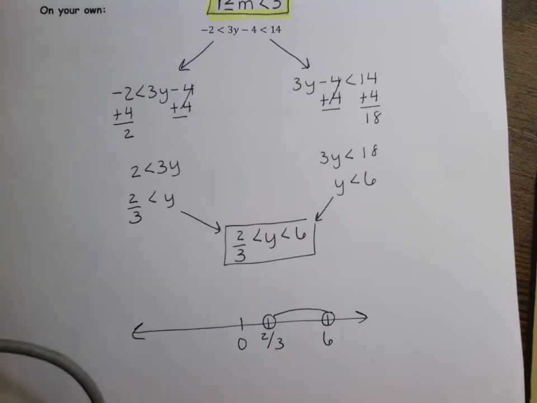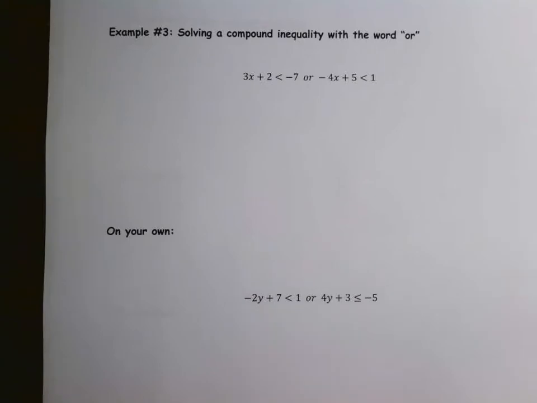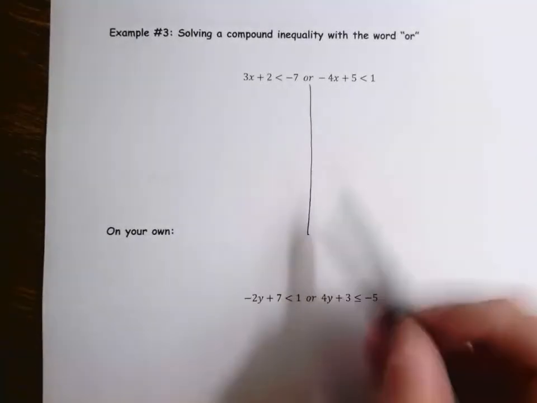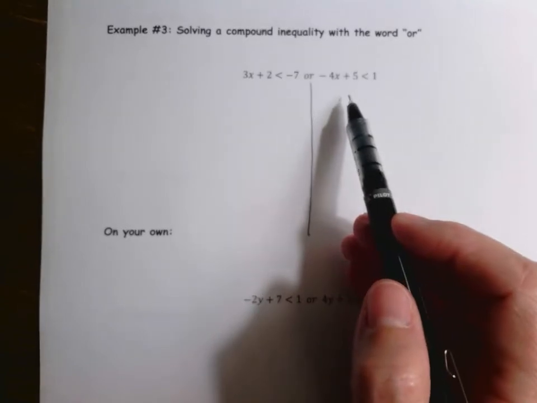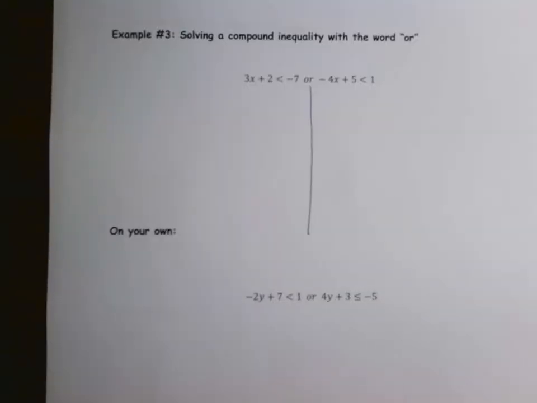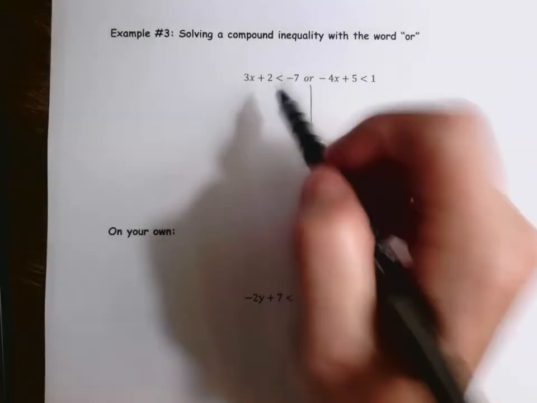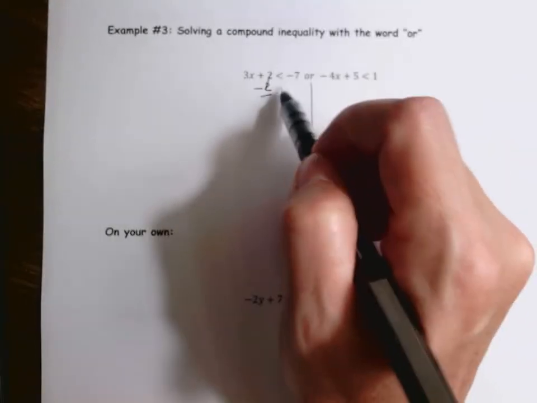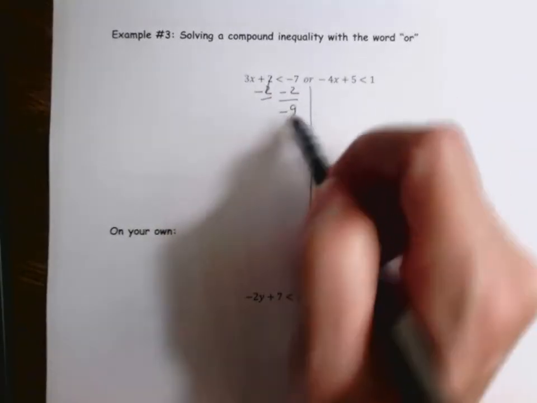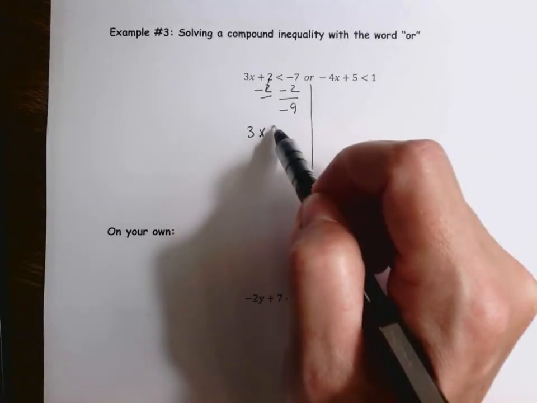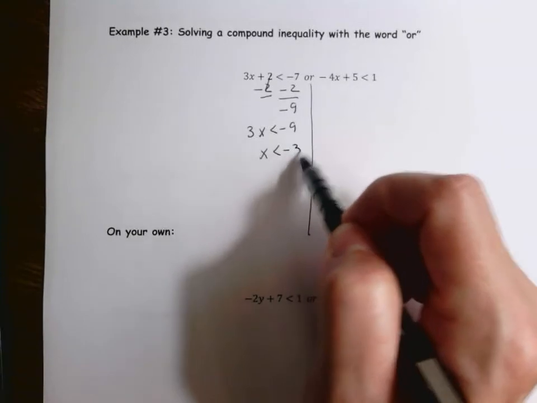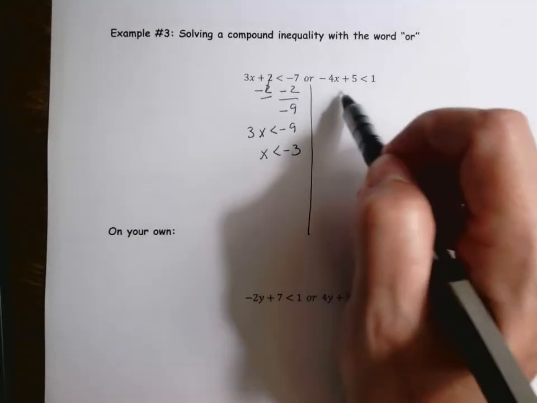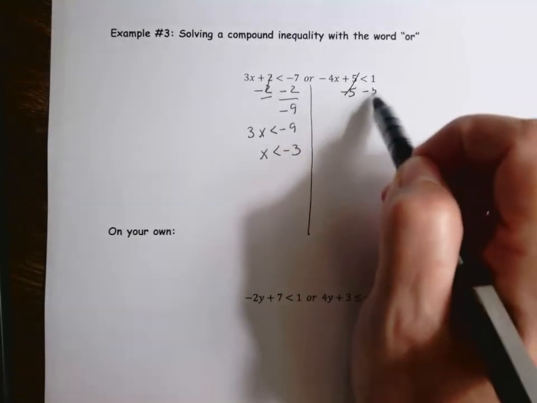Okay, so now let's do or statements. These are pretty simple. X is either this or it's this. So all you're doing is solving one and then solving the other. So let's see, what am I doing here? I'm subtracting 2 from both sides, and that becomes 3x is less than -9, so x is less than -3. Or I'm subtracting 5 from both sides.